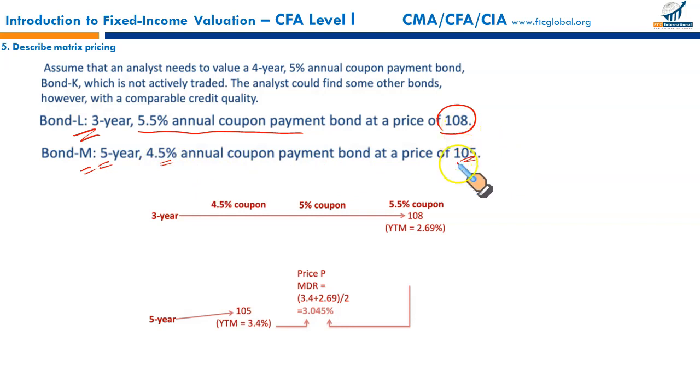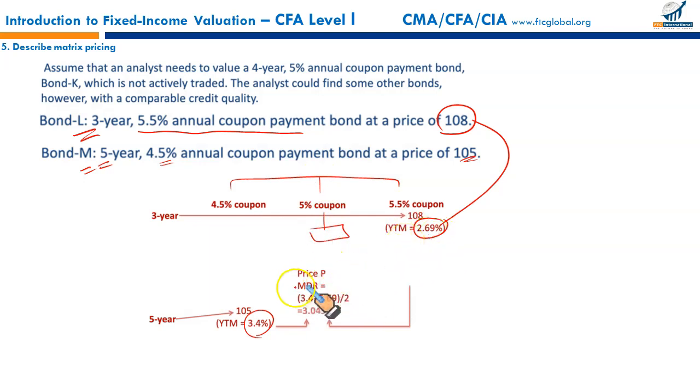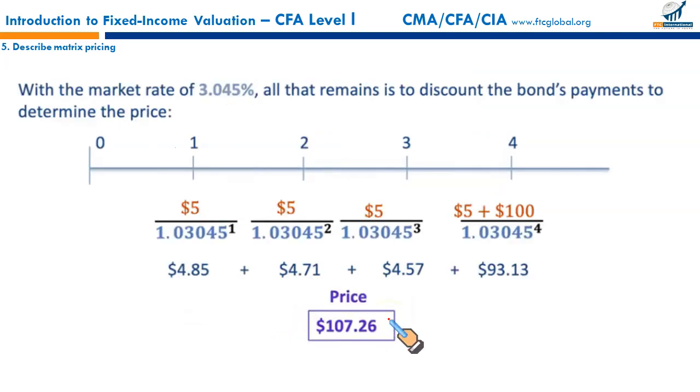What we do, we calculate their YTMs. The YTM for the first bond is 2.69 and the YTM for the second bond is 3.4. Since the coupon rate of 5% falls exactly in between 4.5 and 5.5, we will simply take the average of these two YTMs. 2.69 plus 3.4 upon 2 gives you 3.045%. Now we will use this market discount rate to find the value of the not actively traded bond. With a market rate of 3.045%, all that remains is to discount the bond's payments to determine the price.